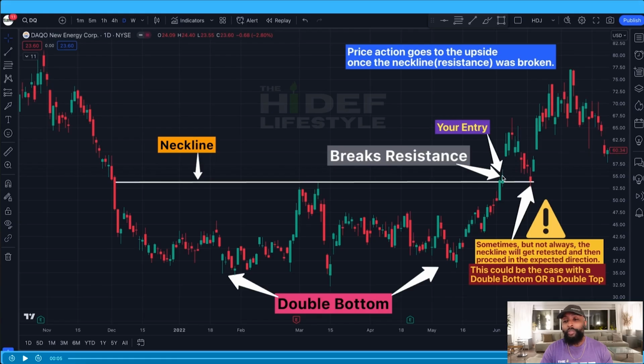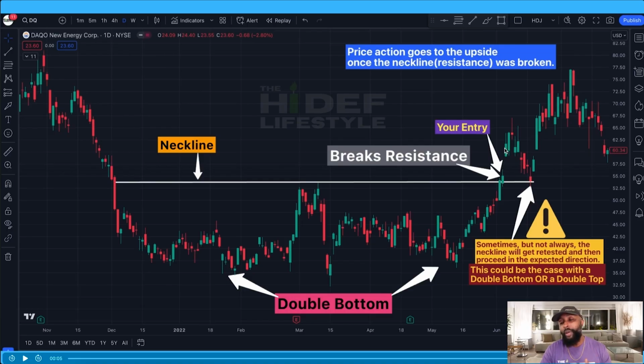Now you could have entered right here or even right here because we broke resistance. All right, we broke the neckline to the upside. So you could have entered here, which wouldn't have been a good entry, but some traders would have.